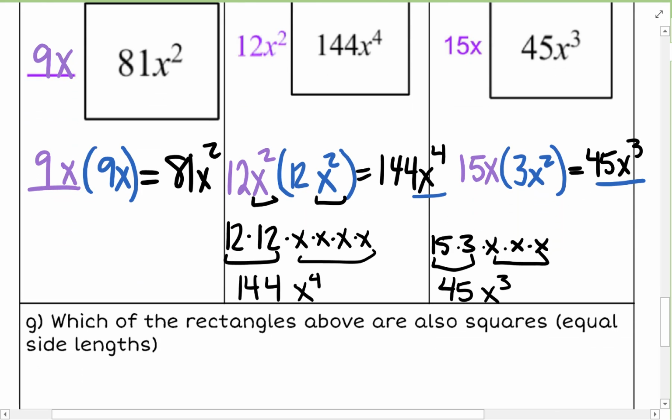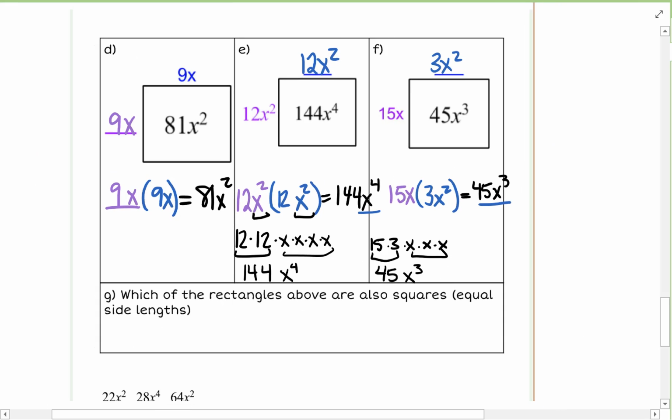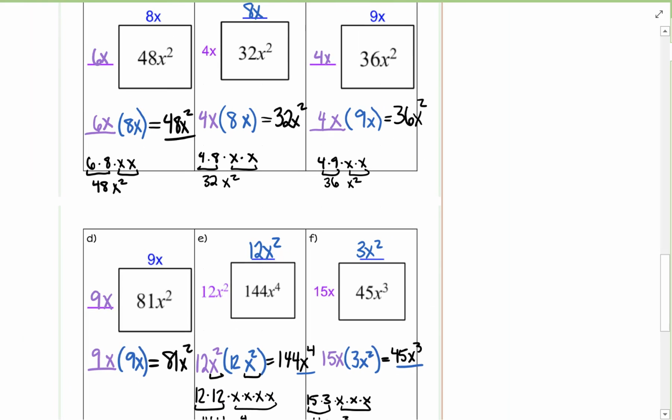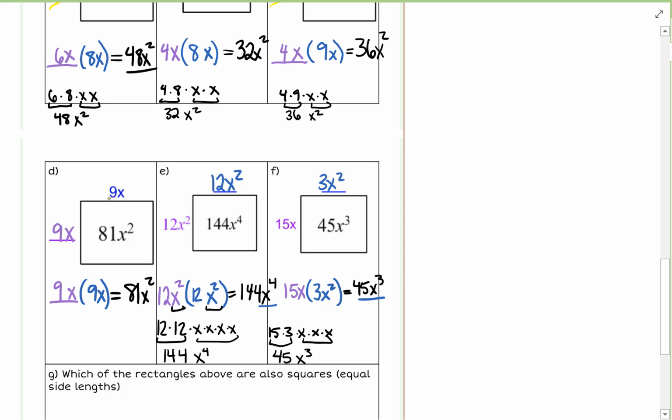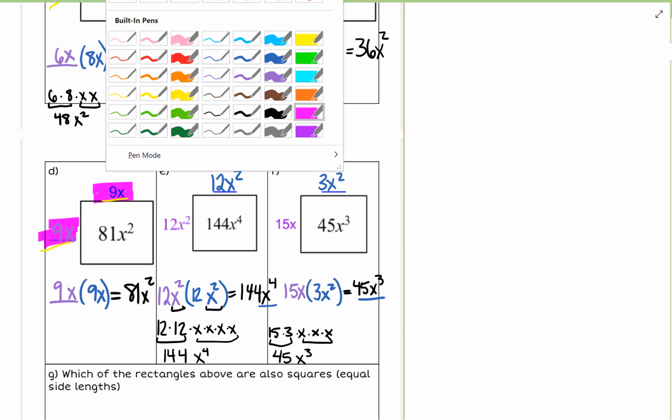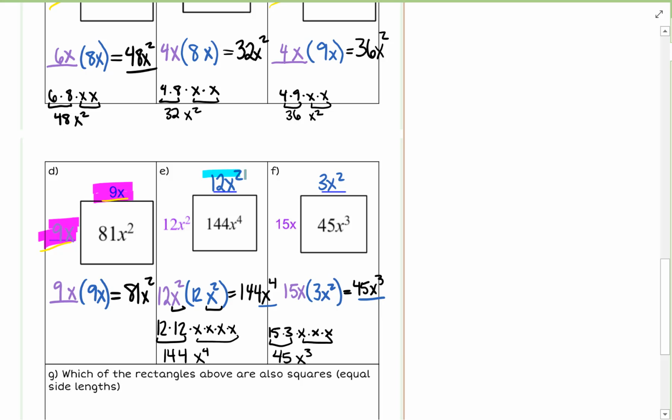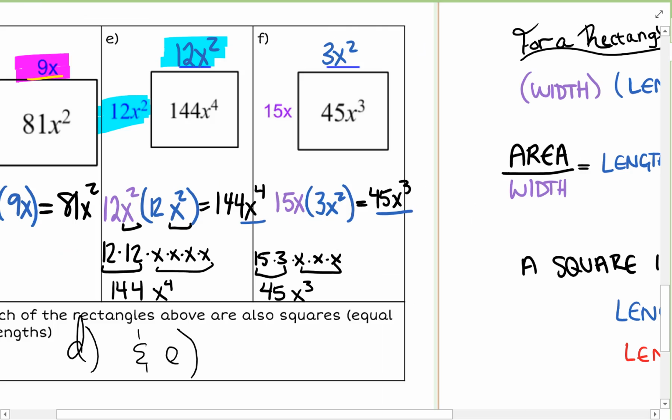Which of the rectangles above are also squares? So which of these rectangles have an equal length and width? The length and width are the same. 6x, 8x, no. 8x, 4x, no. 4x, 9x, no. 9x, 9x, woohoo! We have a square here in part D, and we also have another square in part E. Those are the same side lengths as well. That would be parts D and E.